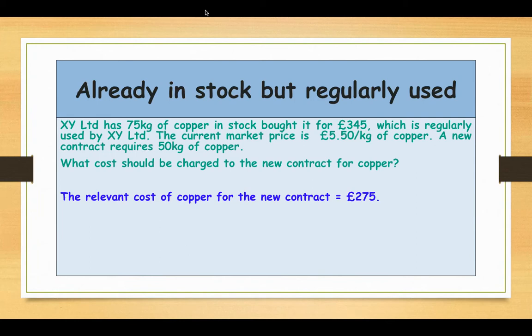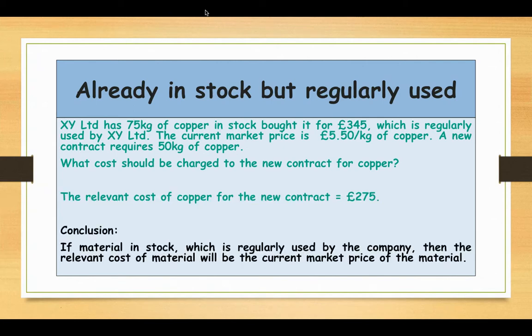So the relevant cost of copper for the new contract here, because the company is using this copper regularly for its own production, so we have to charge the market price. So 50 kilograms times 5.50 is £275. So the conclusion: if material in stock is regularly used by the company, then the relevant cost of material will be the current market price of the material.